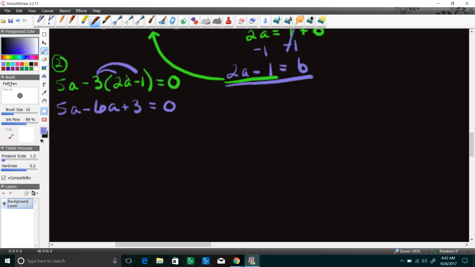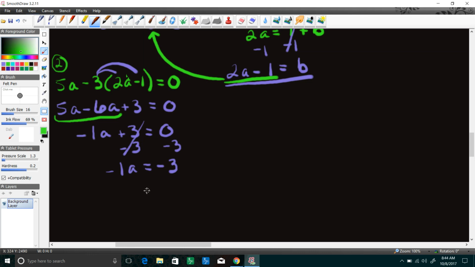So again, just like last time, I'm going to combine like terms, or my similar terms, which are these two here. So 5a minus 6a is negative 1a. And of course, you don't have to write the 1, but I'm going to go ahead and write it just in case you need it. Bring everything else down. I'm going to move my 3. So minus 3 gets rid of it right here for me. So I have negative 1a is equal to 0 minus 3, which is negative 3.